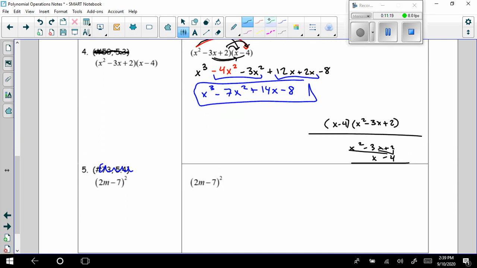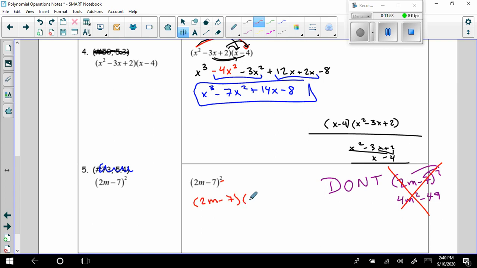Okay. All right, when you have this like this, do not distribute that square. So don't do (2m minus 7) squared and distribute this. All right, this will not be right. Because what this squared means is that we are taking 2m minus 7 times 2m minus 7. All right, so we're multiplying it times itself.